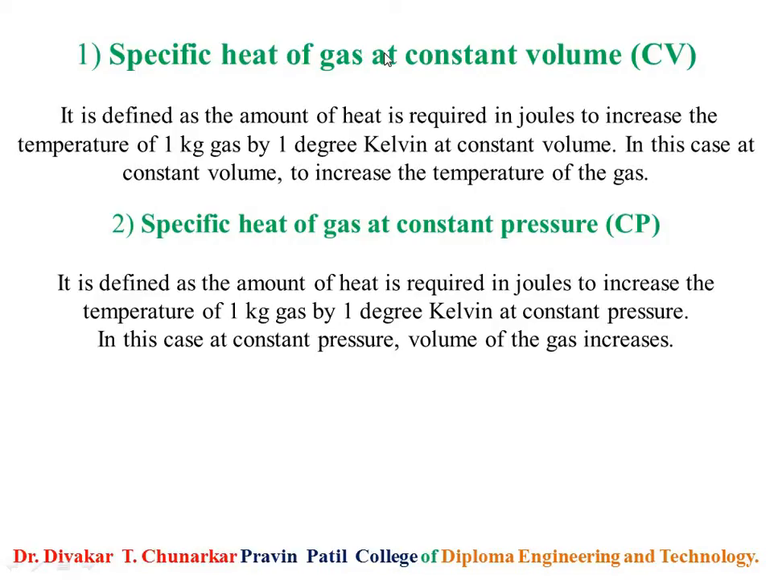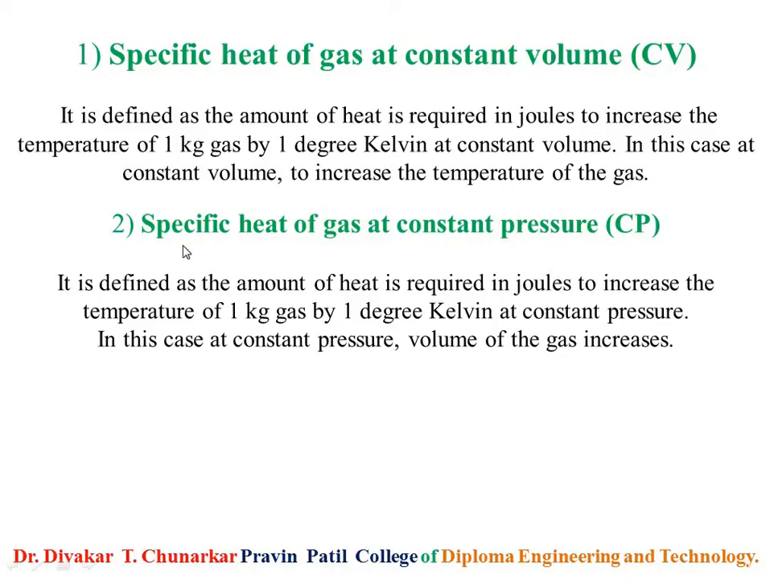Now I explain the definition of specific heat of gas at constant volume: the amount of heat required in joule to increase the temperature of 1 kg of gas by 1 degree Kelvin at constant volume. In this case, the volume is kept constant while we increase the temperature of the gas.